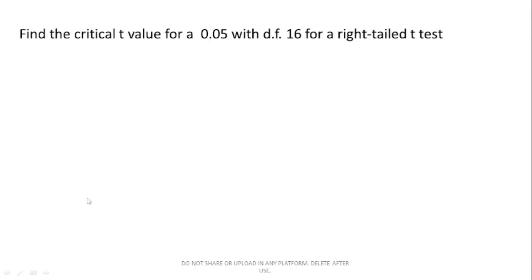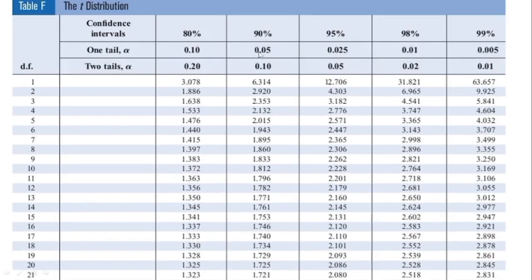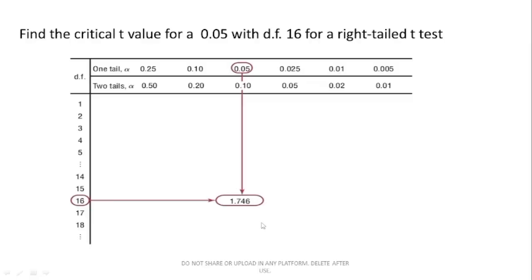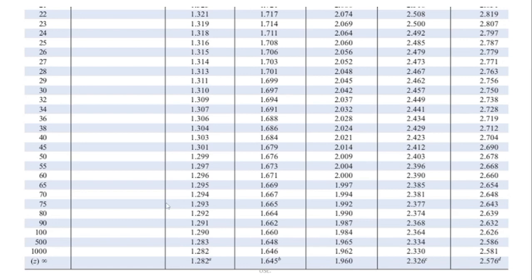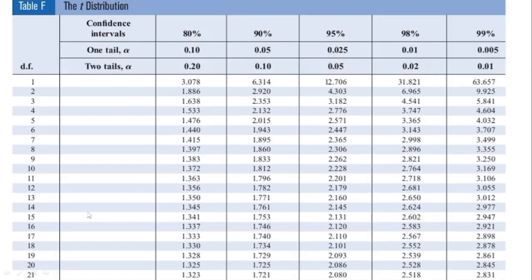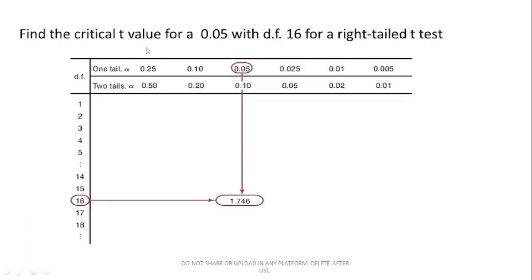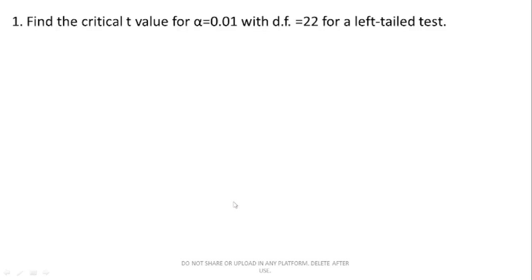We will check our table here. The degrees of freedom is 16 and our alpha is 0.05. The intersection is this one, 1.746. That is the critical t-value.